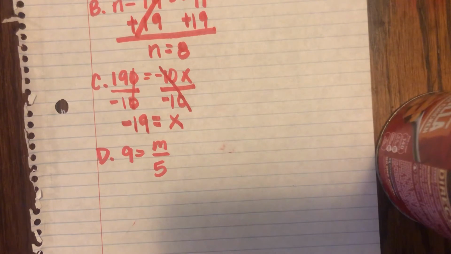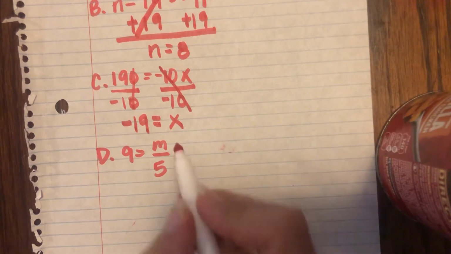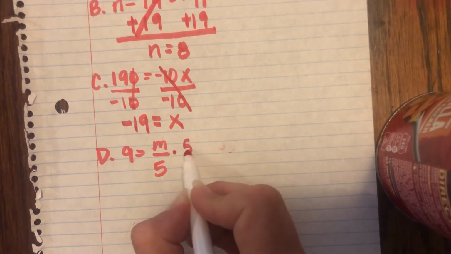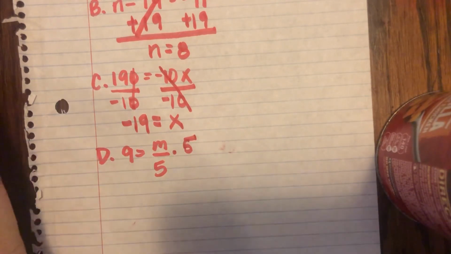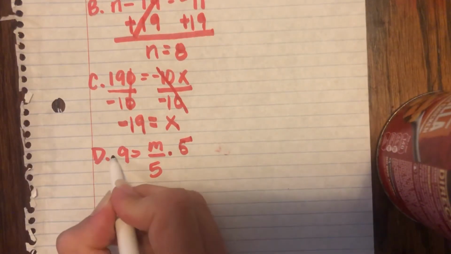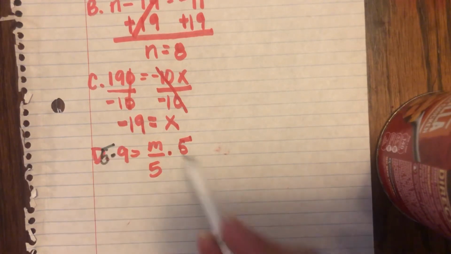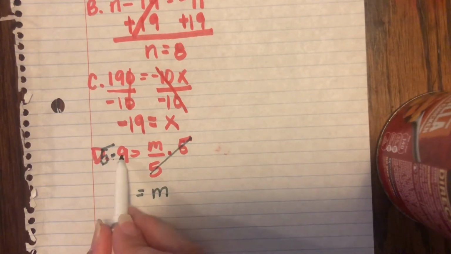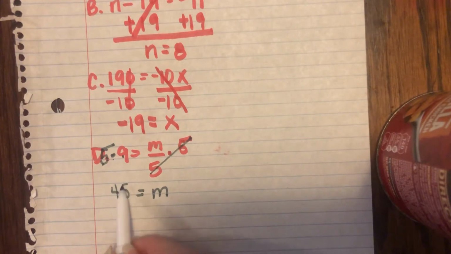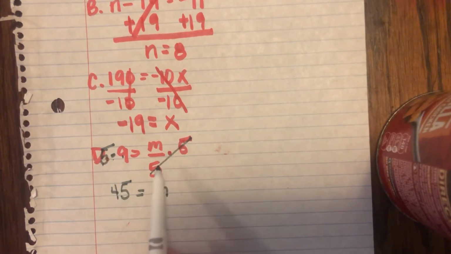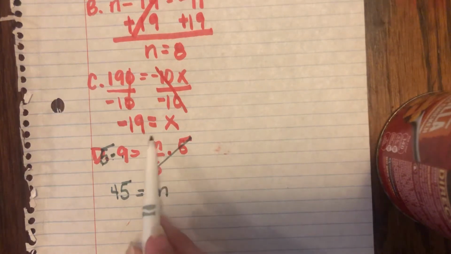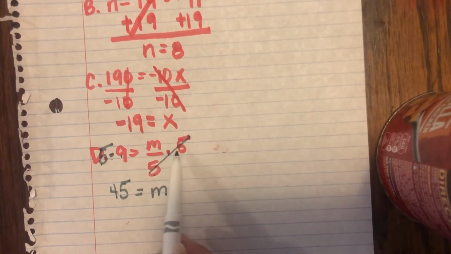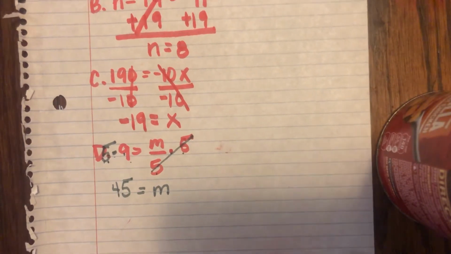So the opposite operation to division is multiplication. So I'm going to multiply both sides of the equal sign by 5. So on this side, this cancels out, leaving me with m by itself. And 5 times 9 is 45. So basically on this one right here, since we were dividing by 5 on this side of the equation, that's why we multiplied both sides of the equal sign by 5, leaving us with 45.